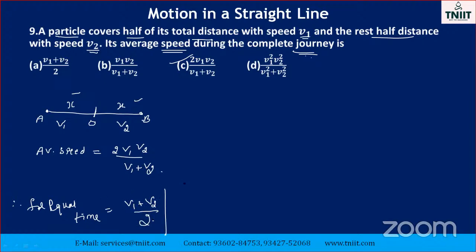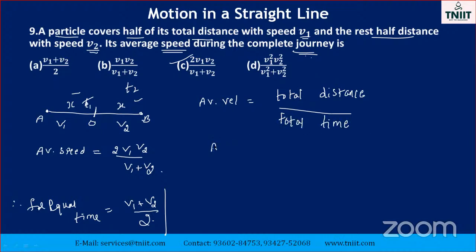Sir, how to analyze this? If you want the detailed solution, assume T1 is the time taken to cover A to O, and T2 is the time taken to cover O to B. Then how do you define the average velocity? The basic definition of average velocity is the total distance traveled divided by the total time taken.